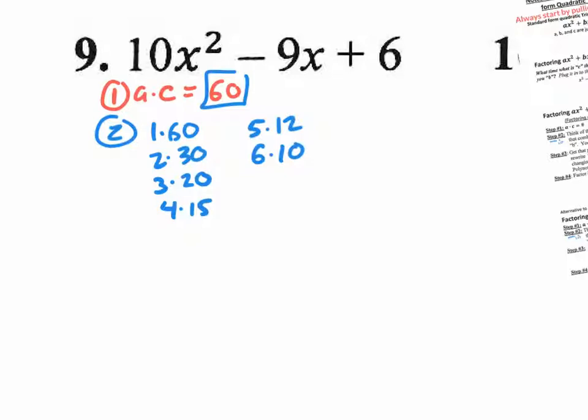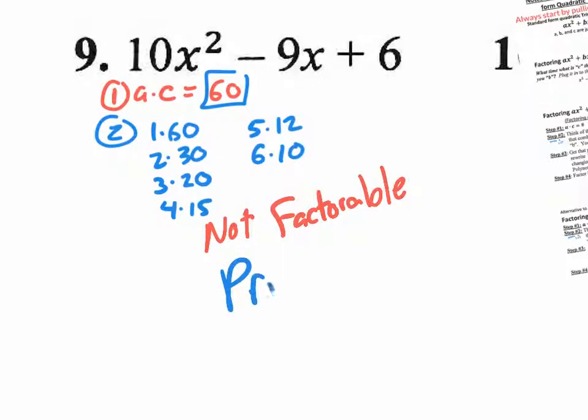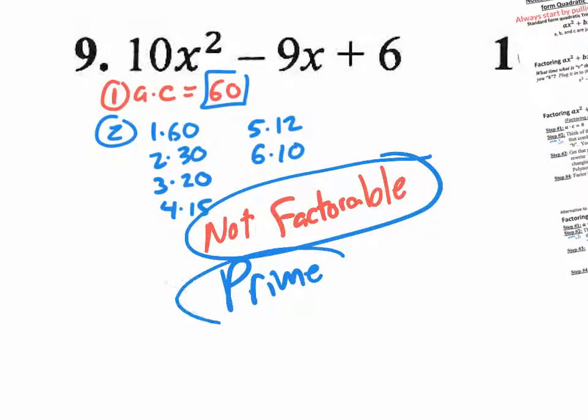Now, I'm not sure. Could somebody check the answers back there? I'm not sure if it's going to be not factorable, or they might write prime. Prime means that you can't factor it. So either one of these are correct. It depends on the textbook or the computer generator, test generator. Either one of those is correct. Not able to factor it or prime. Means the same thing.